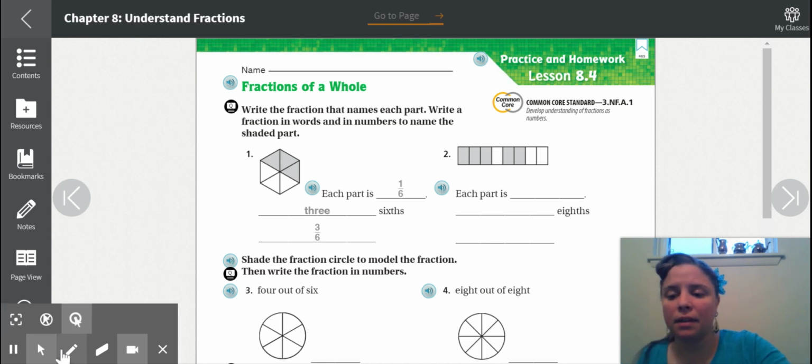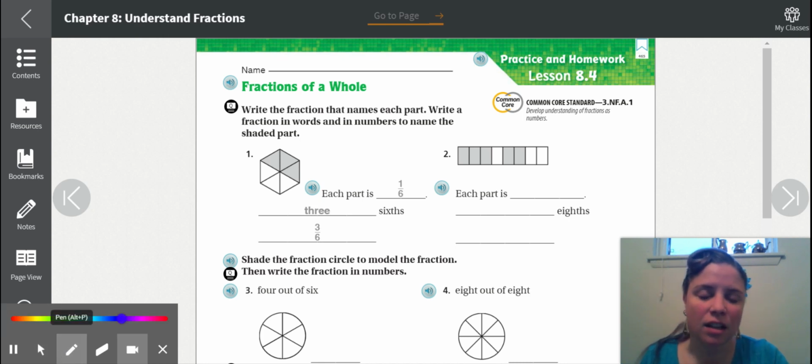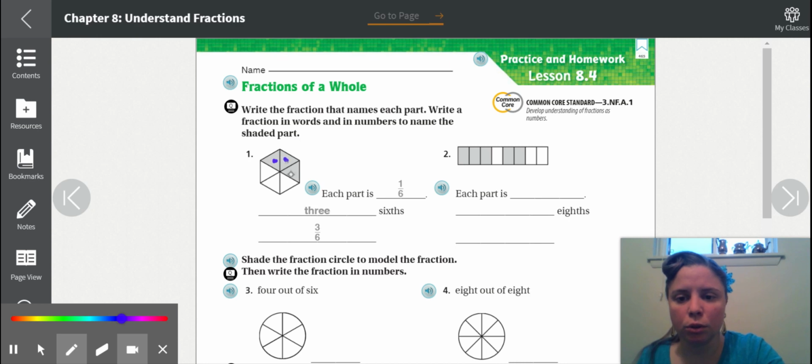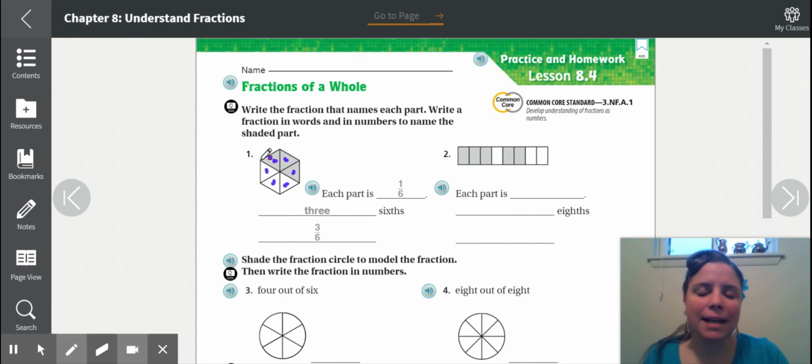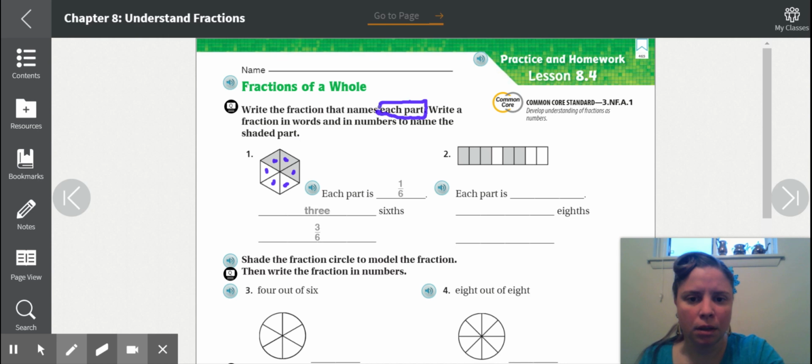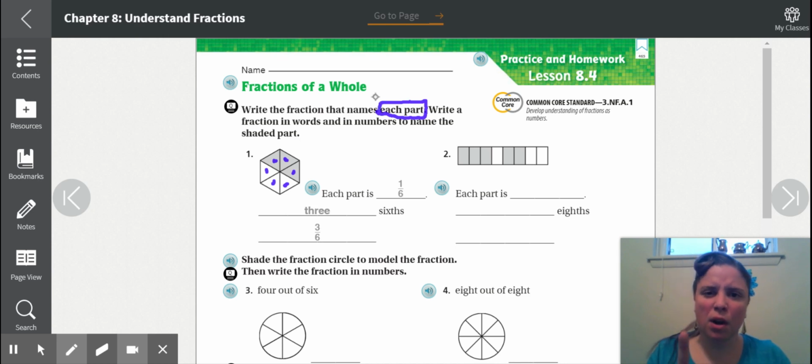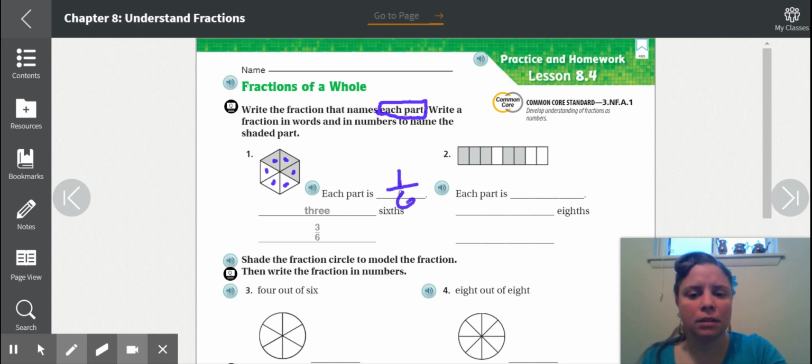So when we're looking at this, we really need to go in and look at our shape and think, how many parts is it in? So let's go ahead and count the parts. 1, 2, 3, 4, 5, 6. Now it has 6 parts and it says, write the fraction that names each part. So if I just took one of those parts, it would be called a sixth. So each part is 1/6.